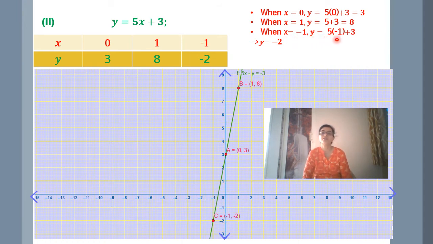Once you find out that you are not going to get a fraction, you can pen down that value. So 5 into minus 1 is minus 5. Minus 5 plus 3 is equal to minus 2. So I get the respective value of y equal to minus 2. And one more thing, don't forget to write them down on the side.